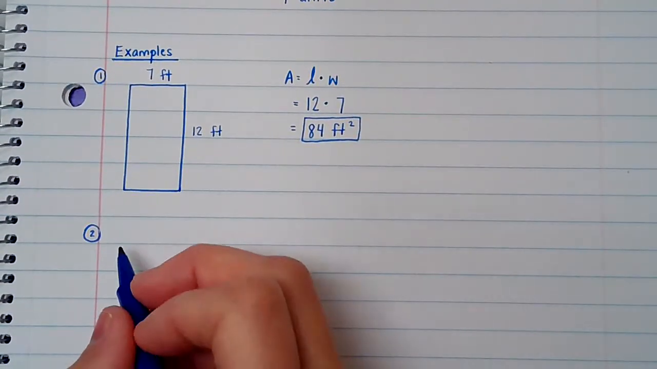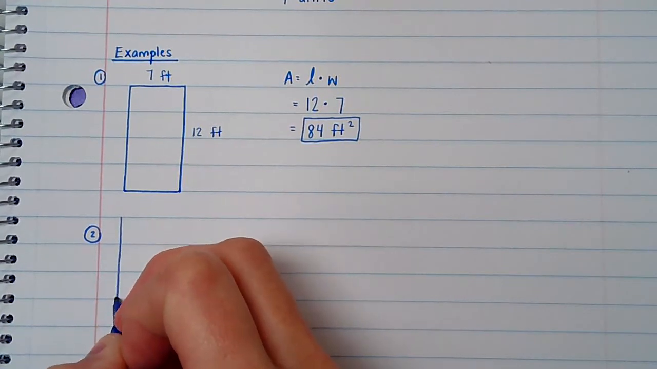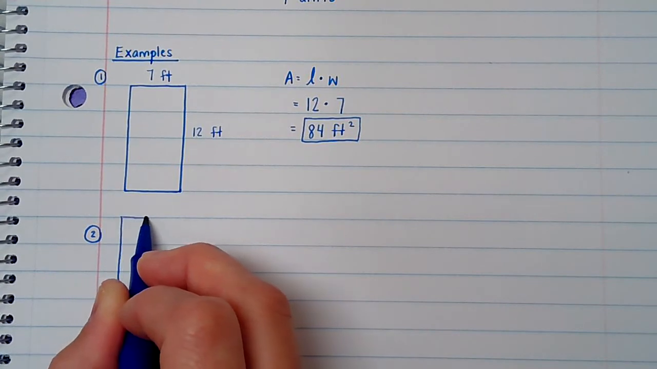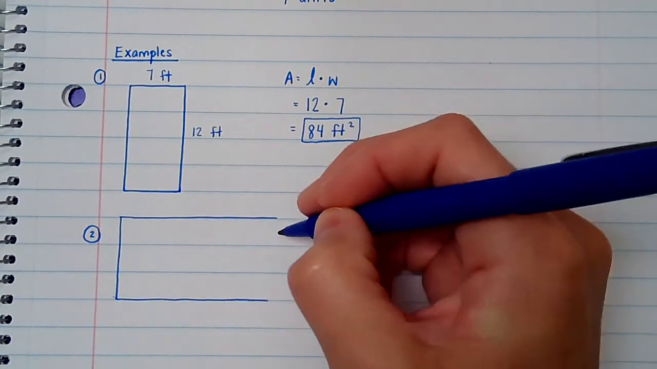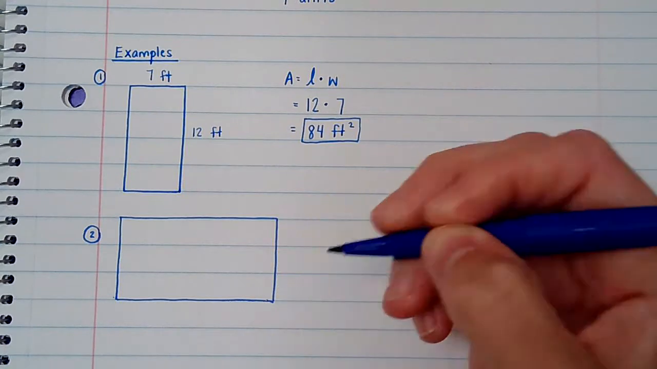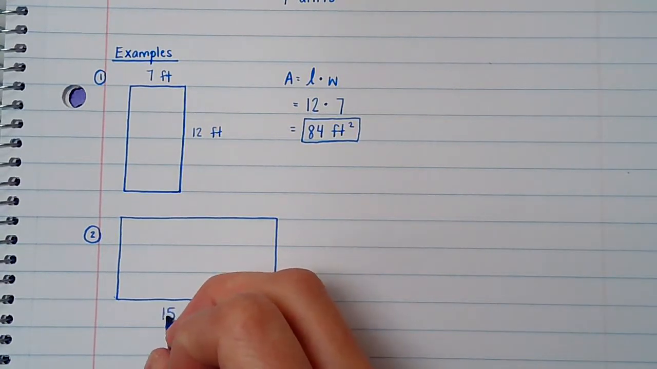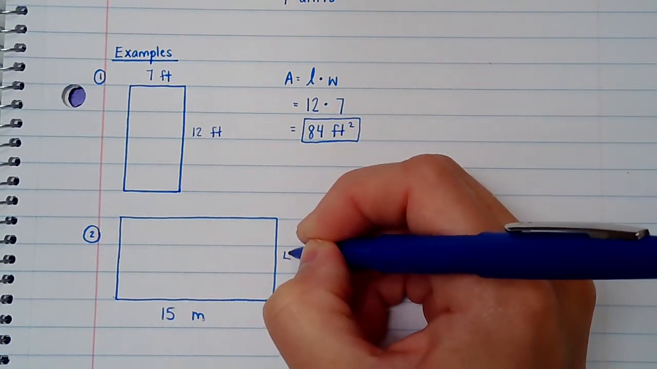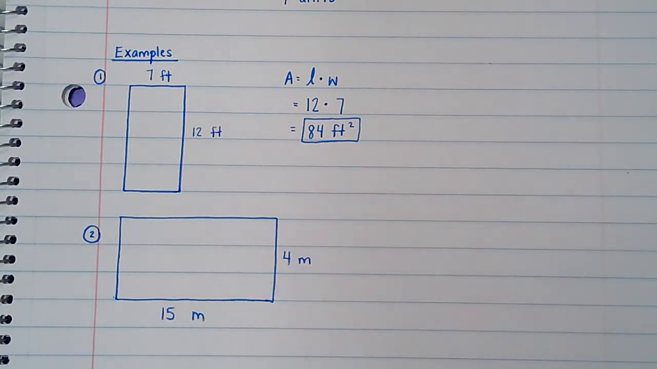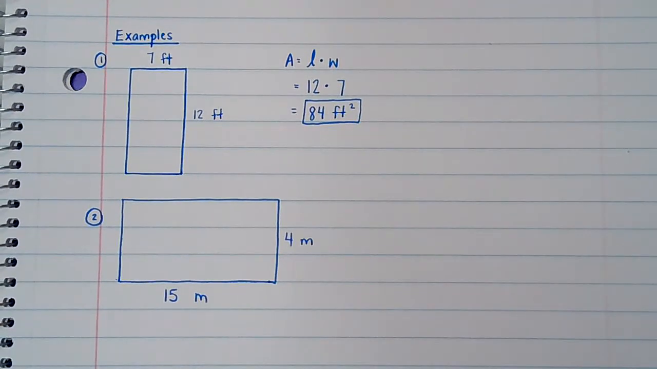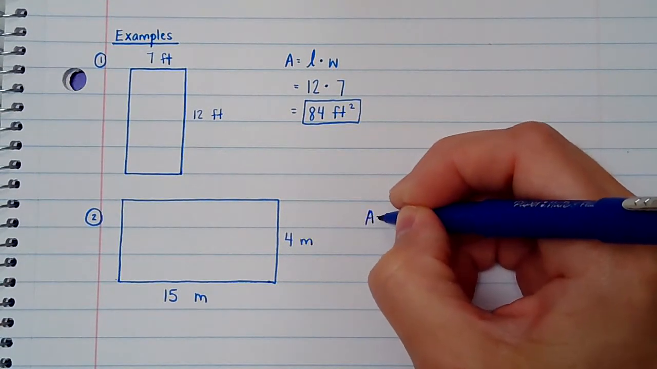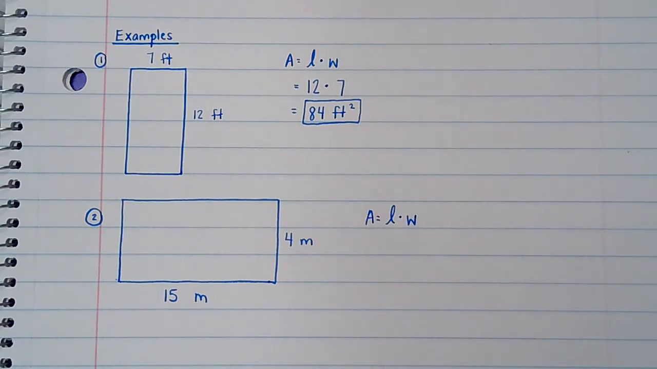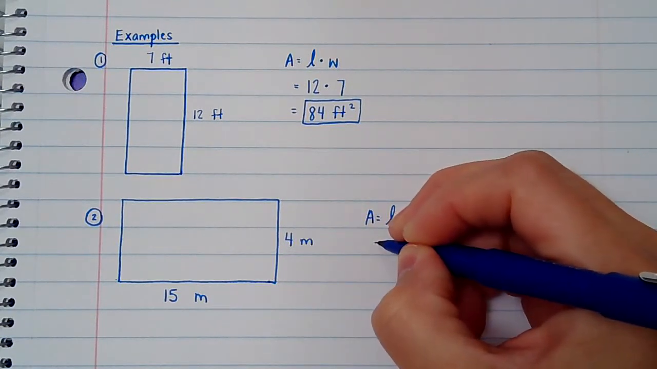Let's say we're going this way now. All right, and let's say this one is 15 meters. And we'll say this one is 4 meters. Okay, and the question says, what is the area of this rectangle? All you gotta do, plug in your numbers, length times width. You're gonna hear me say that a million times, length times width. All right, now we plug in our numbers.